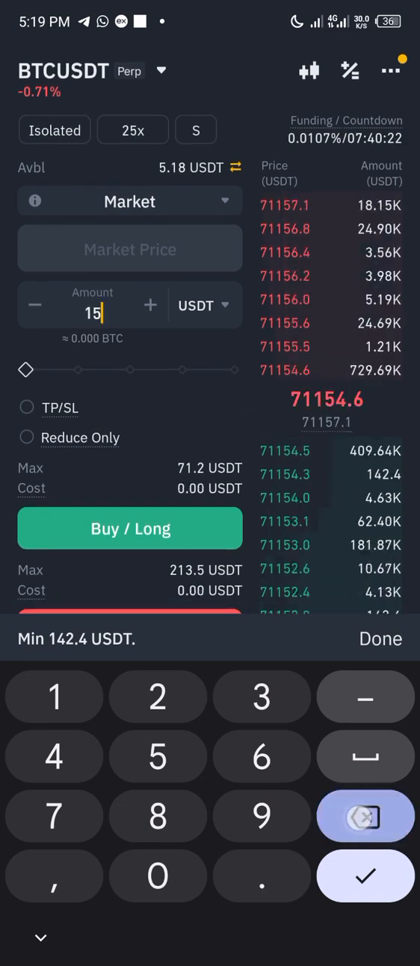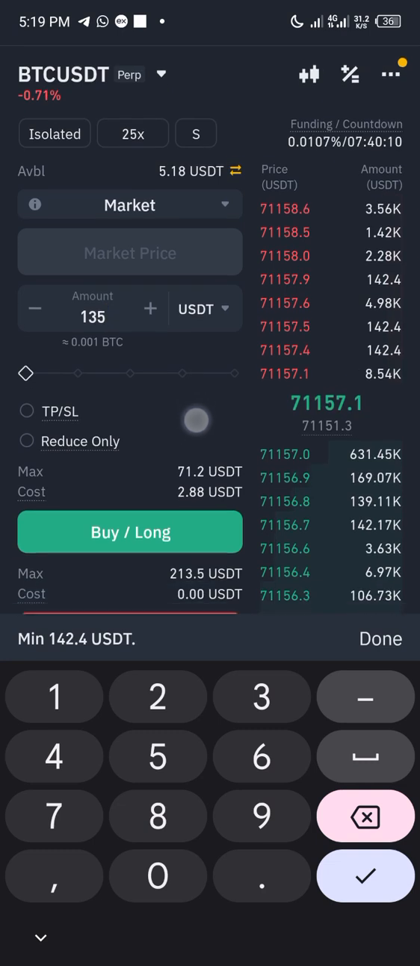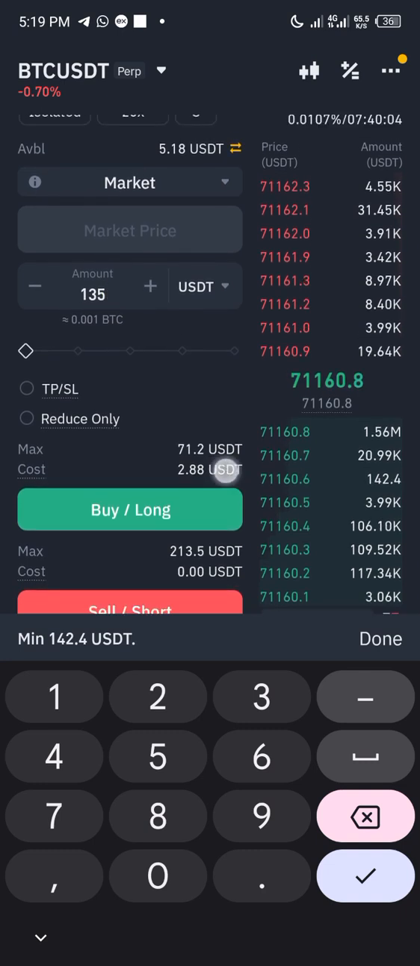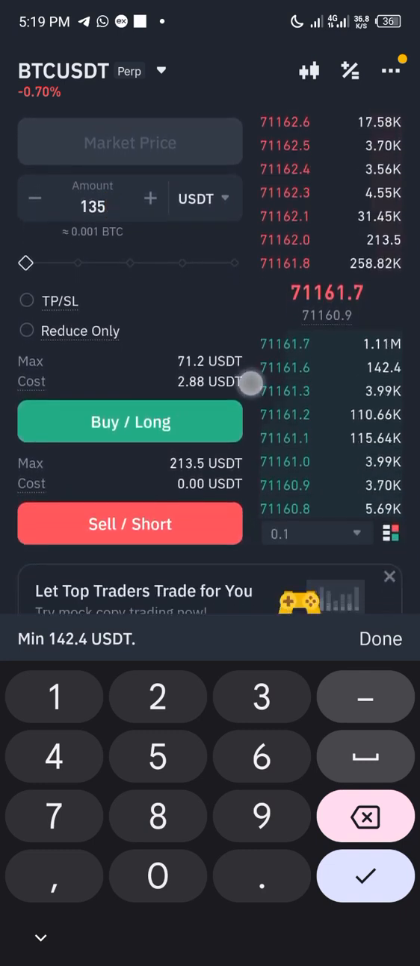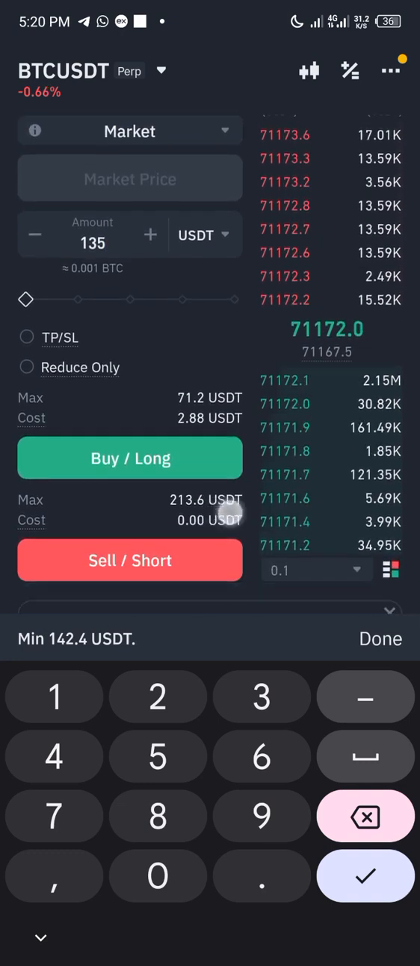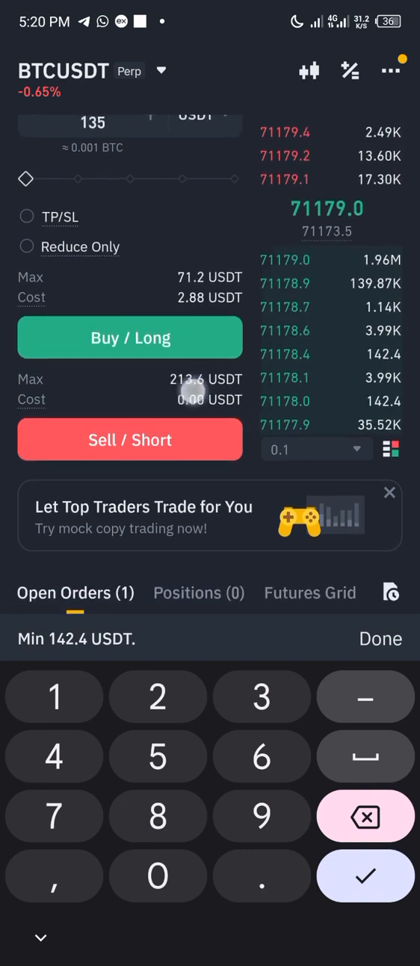Let me reduce it to 125 USDT. No, let me use 135 USDT. I want to gain a reasonable amount. So this is 135 USDT I want to use to trade, and it will show me the cost I'm going to incur, which is 2.88 USDT. So the next thing is, do I want to take a long position or the short position? Let's say I want to go in a long position.